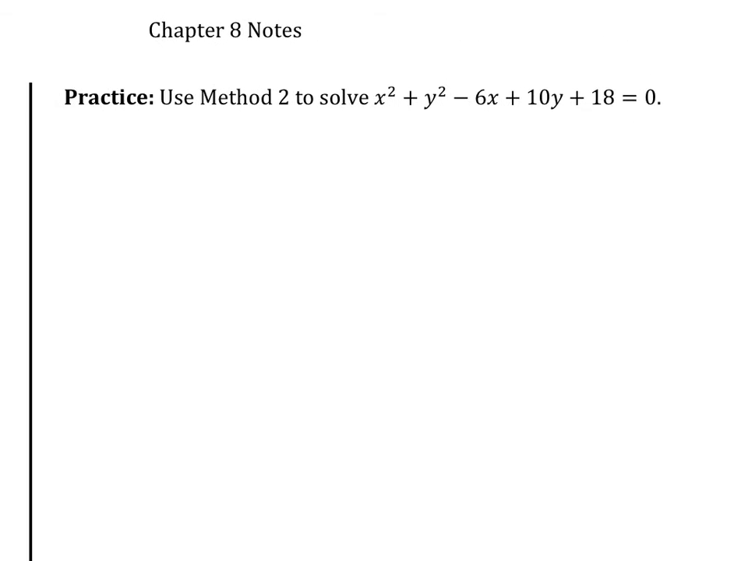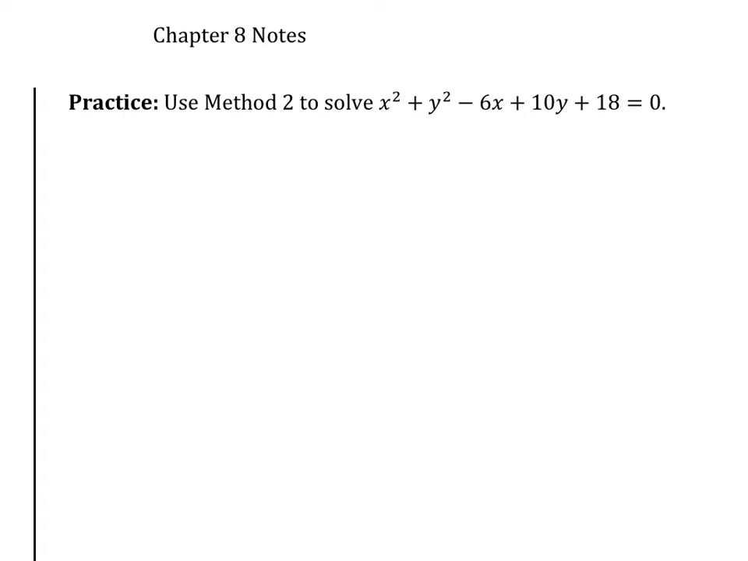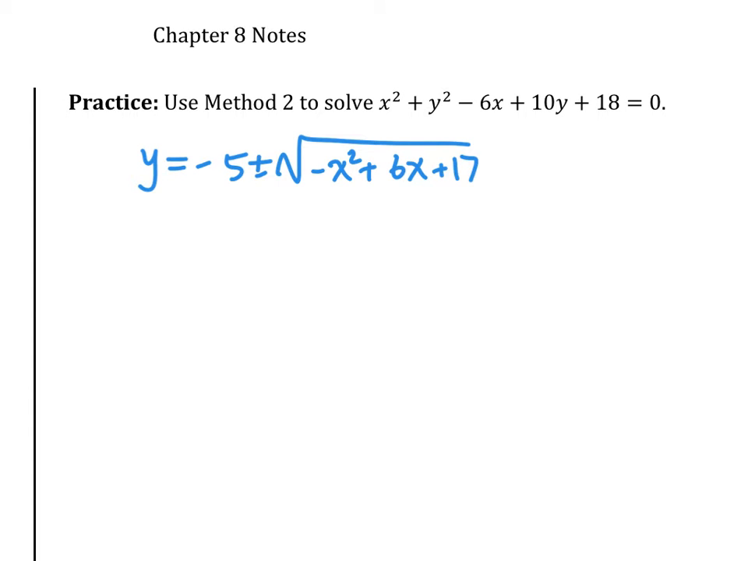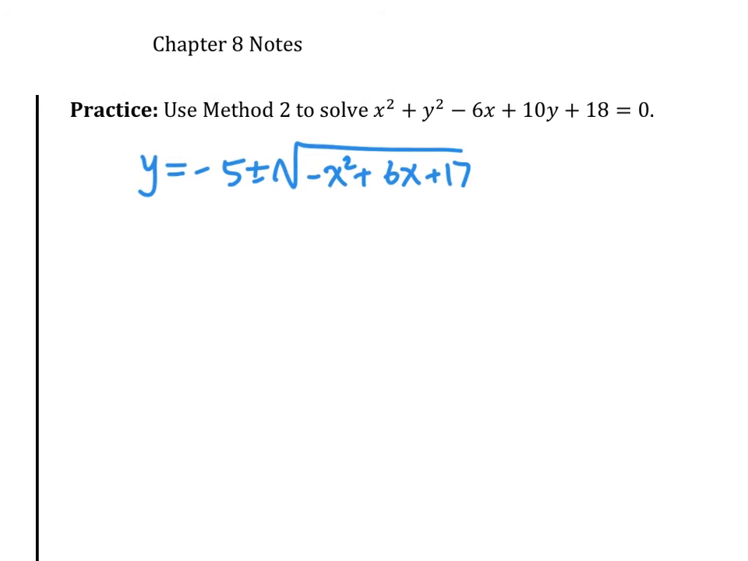All right, since we already know how to complete the square, let's have you try it with method 2. So you're going to solve for y and get the simplified equation. All right, here is the answer for method 2.